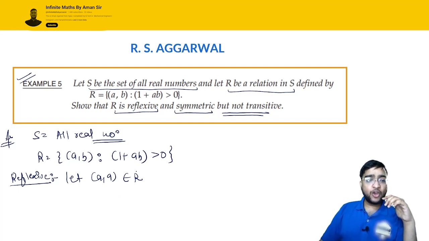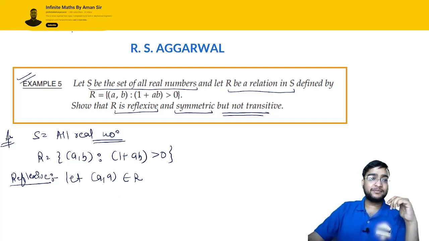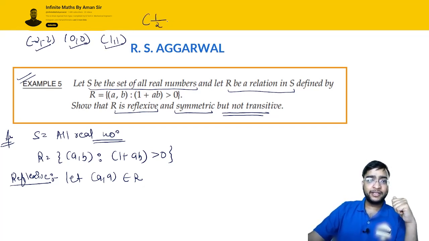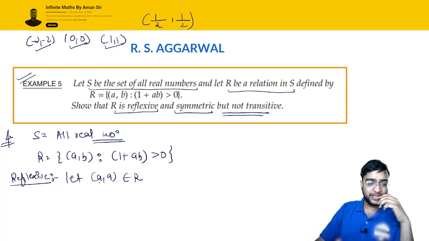If I take all the pairs, I can take maybe (0, 0), and maybe negative pairs are also there, and maybe (1, 1) positive pairs. Or I can take some fractional ones also, like (1/2, 1/2). If all these pairs are satisfied, then let's see for (a, a).